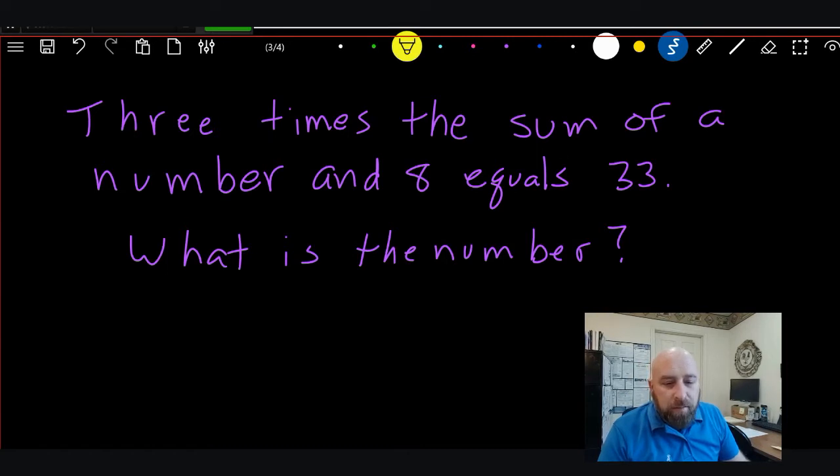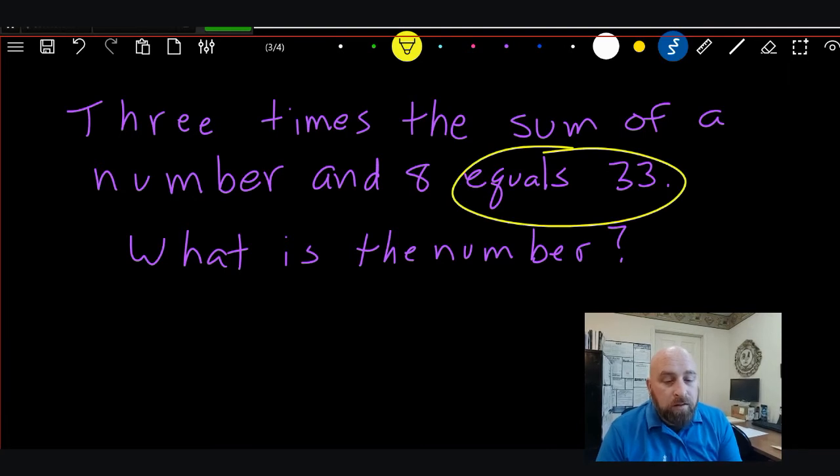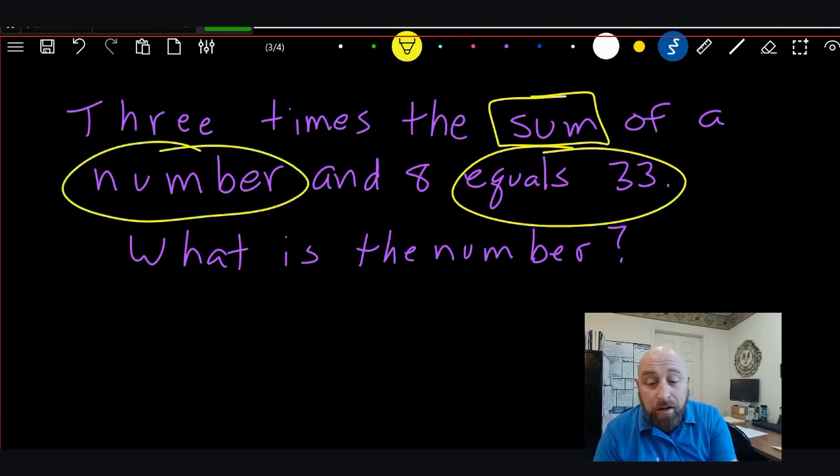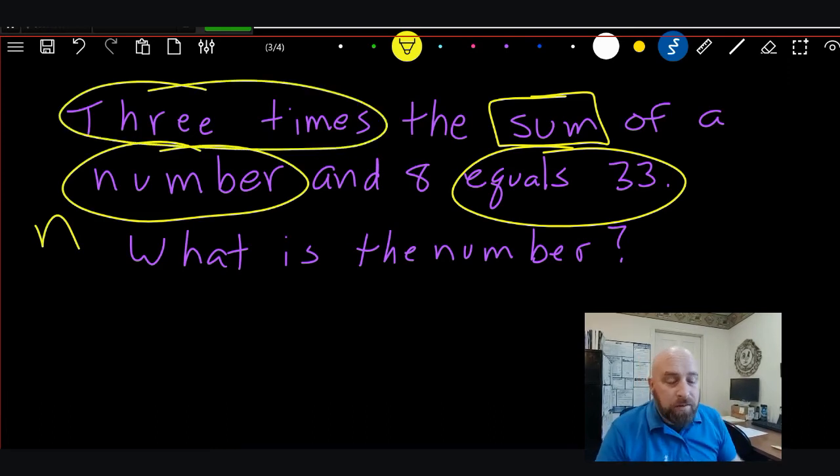3 times the sum of a number and 8 equals 33. What is the number? All right, so if we're applying our rules again there, we would say, okay, what is the unknown and what do we know? Well, we know some things. We know that it equals 33, so we know that we're looking for a sum, so there's some addition going on. And look, here's that "of a number," so that's the unknown. That's going to be our n or our x. And then we have some other information here, 3 times. So there's all kinds of stuff there that is good information for us.